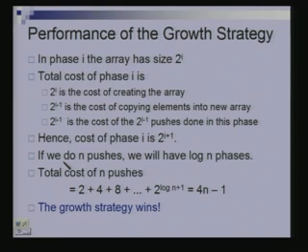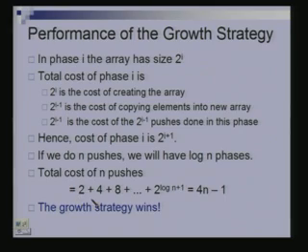If we do n pushes in all, how many phases would we have? We would have log n phases, right, because of the way the array is growing. So, the total cost of the n pushes is going to be 2 plus 4 plus 8 and so on up to 2 to the log n plus 1, which if you sum this up is 4n. So, the total cost of n pushes is 4n here, and what was it in the case of the tight strategy? N square by C. So, this is clearly a better strategy.